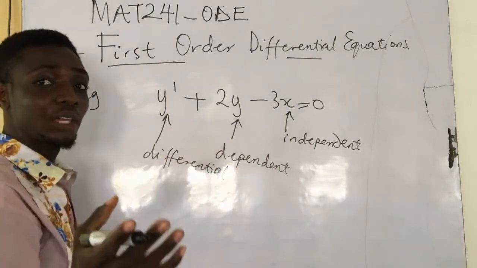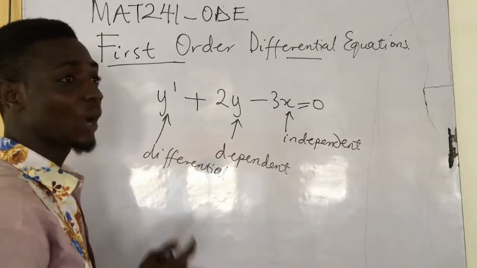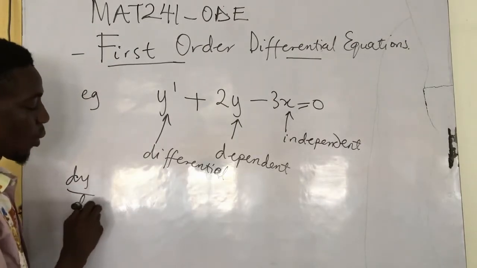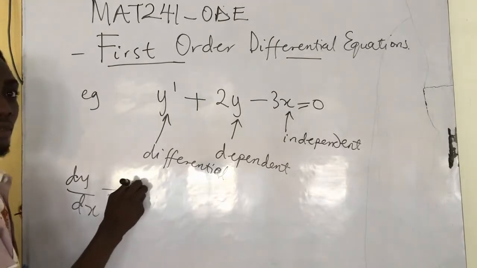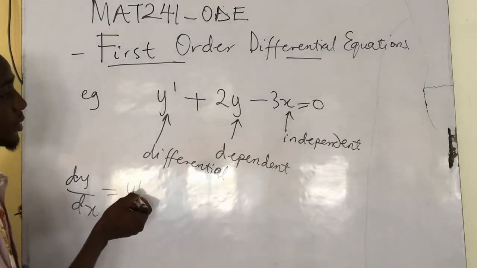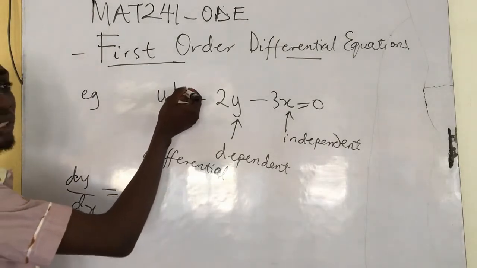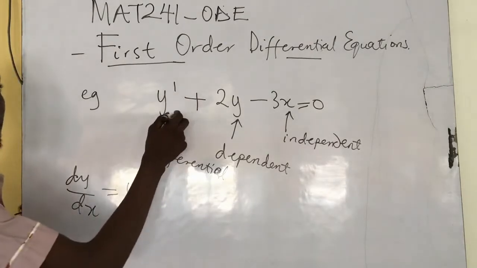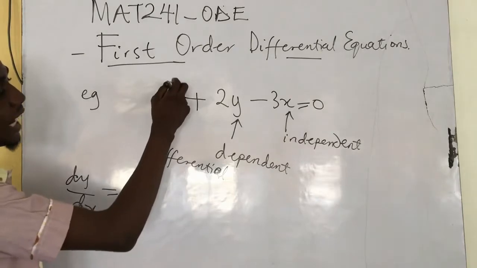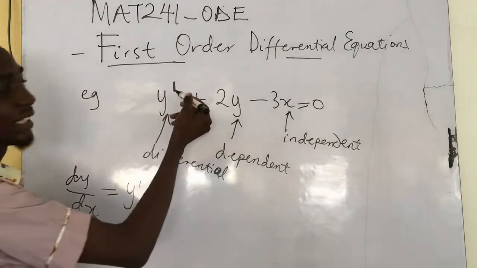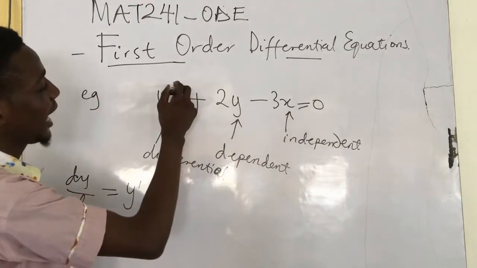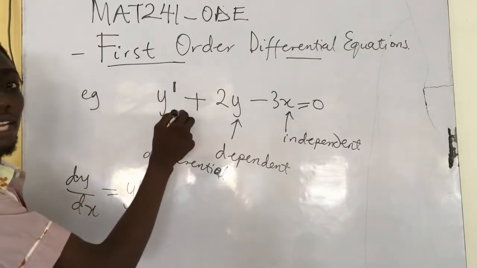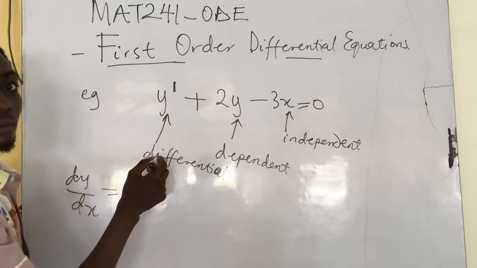Now, of course, you are used to dy dx, right? You can write dy dx as y prime. So this is a differential. For me to write y prime here, it means the first differential of y. Since the highest differential here is 1, therefore, this is a first order differential equation.